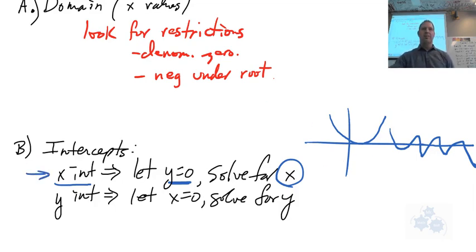Y-intercepts, we always only ever have one because it's a function. So we can only ever have one y-intercept. These ones are a little bit easier to solve for, because sometimes with the x-intercepts you let y equals 0, you have this big long polynomial, right? To find the roots, or to factor that polynomial, to find all of those intercepts. But y-intercepts, we only ever have one, and that's really easy to find. So let x equals 0, solve for y.